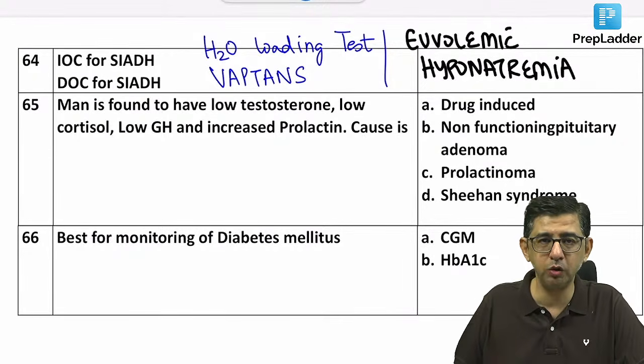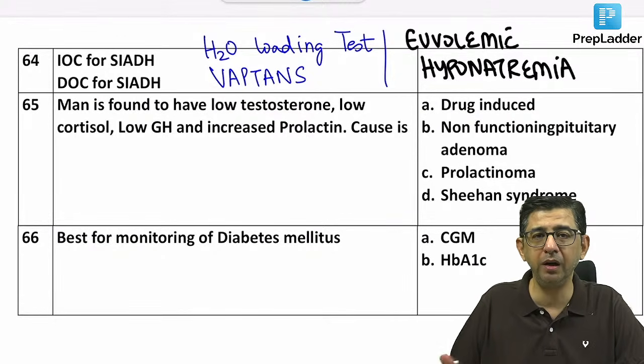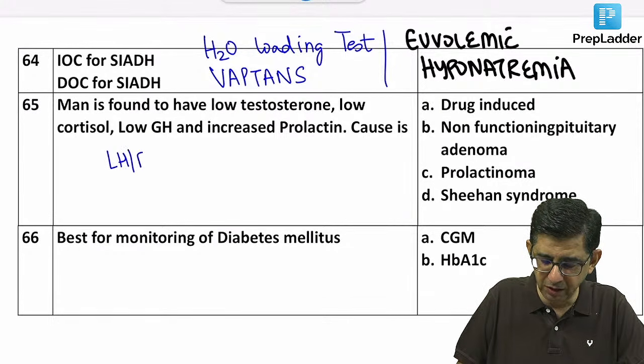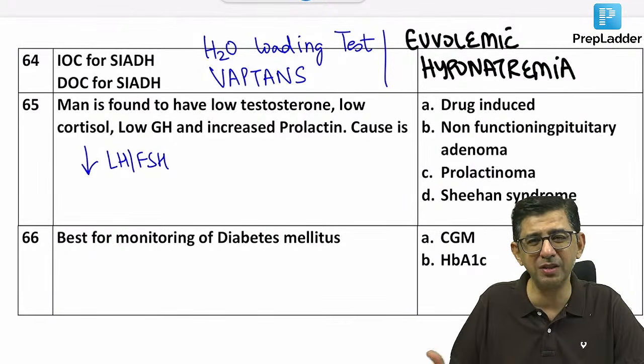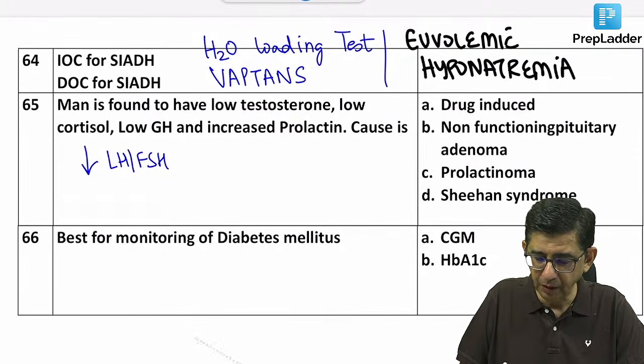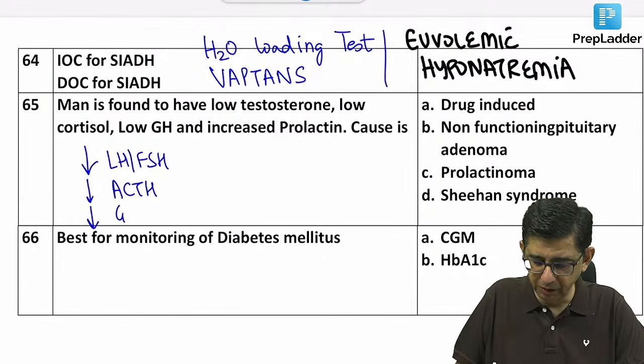A man is having low testosterone, low cortisol, low GH, and increased prolactin. Majority of the hormones which are coming from the pituitary are getting affected. Testosterone is less in this person because LH and FSH values are affected, so LH is less, and that is why the testosterone values in the patient are becoming lesser. At the same time, low cortisol because ACTH is also becoming lesser. Growth hormone is also becoming lesser. So the person is having pan-hypopituitarism.